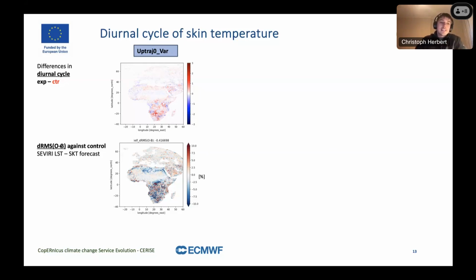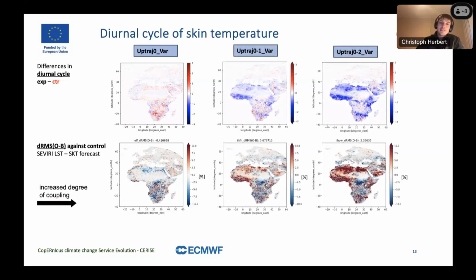Then there are the differential root mean square errors against our control, both compared to the SEVIRI LST. Here we don't have an increase in forecast errors, but a decrease. The blue color is good, the red color is bad. When we increase the degree of coupling in the other experiments, the diurnal cycle at the top reduces even more, quite severely in some regions, and the forecast error also goes up, which goes hand in hand with the reduction of the diurnal cycle.